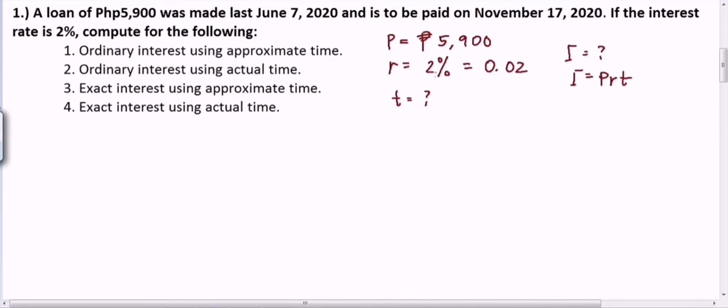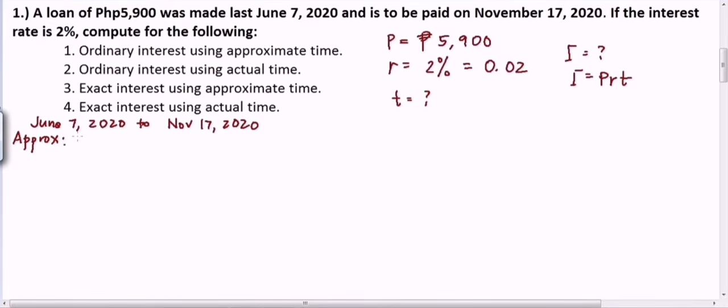So, kukunin natin yung time between dates. So, June 7, 2020 to November 17, 2020. Nangutang daw siya ng June 7, 2020. Magbabayad siya ng November 17, 2020. So, kukumputin muna natin, guys, yung approximate and actual time. Okay? So, yun ang first step. So, compute the approximate and actual time. So, ang date natin, guys, isulat ko lang, is June 7, 2020 to November 17, 2020. So, mag-run yung utang niya from June 7 to November 17, 2020.